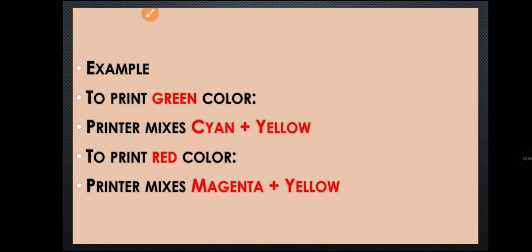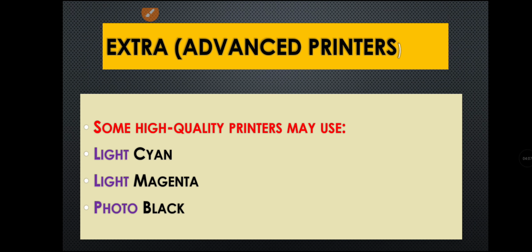To print red color, we mix what? Magenta and yellow. So these are some processes. If I want to get green print, I have to mix cyan and yellow. If I want to get red color, I have to mix magenta and yellow. So these are the important things. Some extra colors are also there.